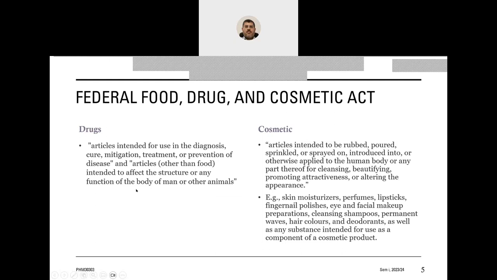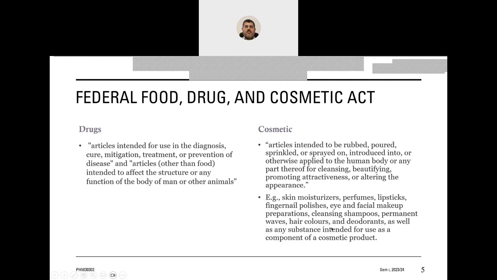But in this act, cosmetics were defined as articles intended to be rubbed, poured, sprinkled, or sprayed on, introduced into, or otherwise applied to the human body or any part thereof for cleansing, beautifying, promoting attractiveness, or altering the appearance. Okay, so mainly they are for beautification purposes, and as you can see from the methods of administration, mostly they are topical. The examples given in this definition are skin moisturizers, perfumes, lipsticks, fingernail polishes, eye and facial makeup preparations, cleansing shampoos, permanent waves, hair colors, deodorants, as well as any substances intended for use as a component of a cosmetic product.